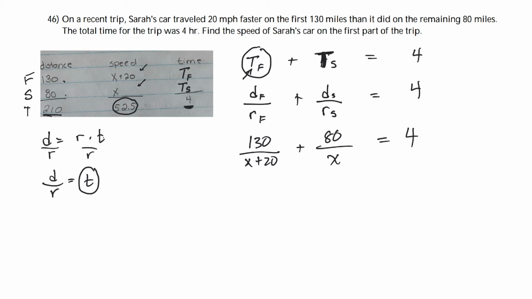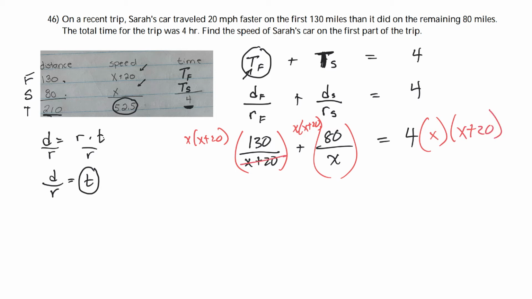Common denominator is going to be x plus 20 times x. So I'll multiply this by x and x plus 20, multiply this one by x and x plus 20, and multiply this one by x and x plus 20. So these cancel. This first one will just be 130x plus, the x's go, so this will be 80 times x plus 20 is equal to 4x times x plus 20. Oh, looks like I'm going to get a quadratic here right on.